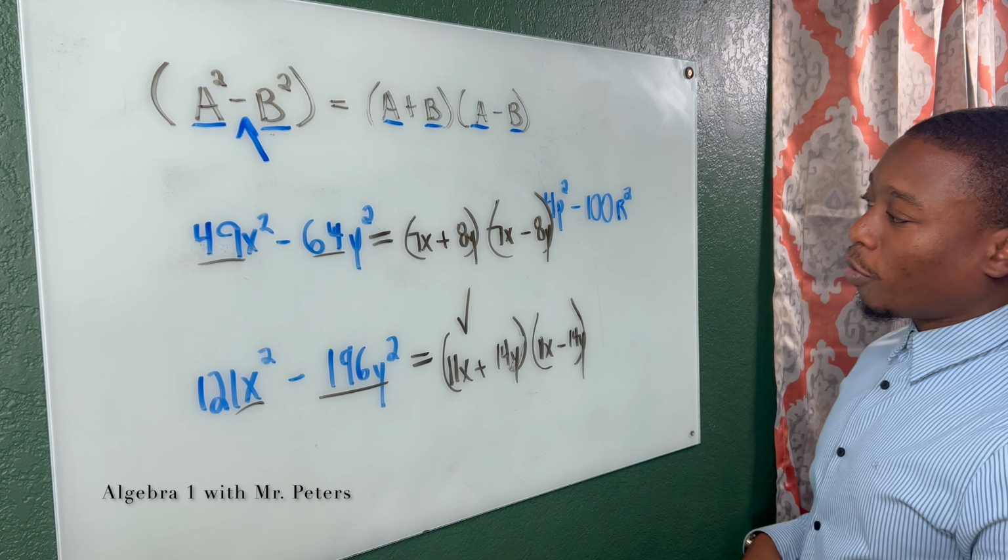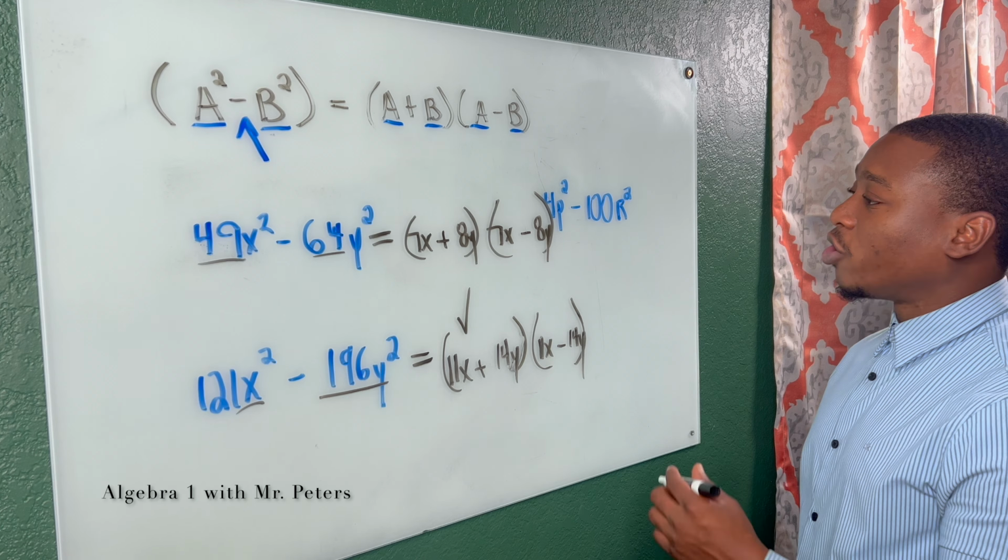Now in our third example, 4p to the second power minus 100r squared.